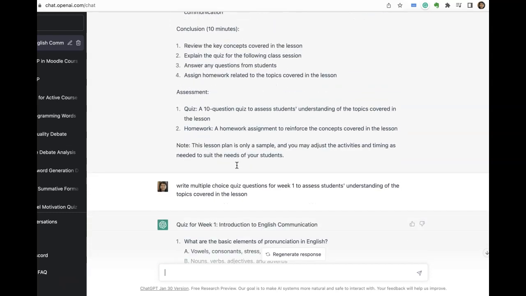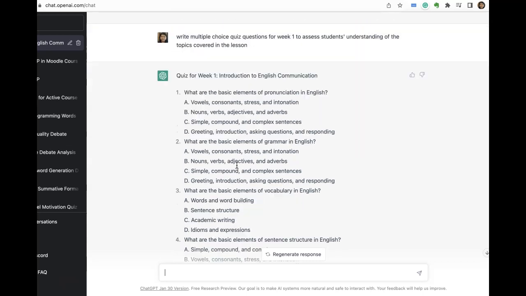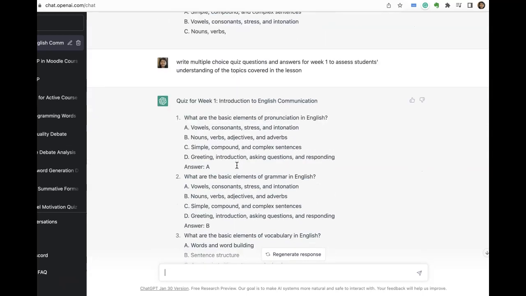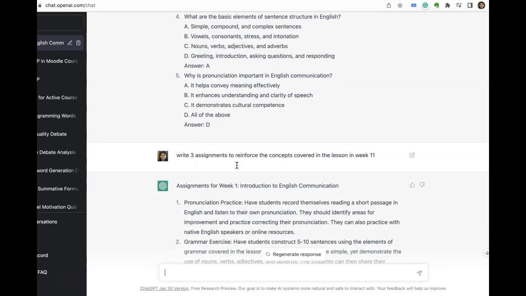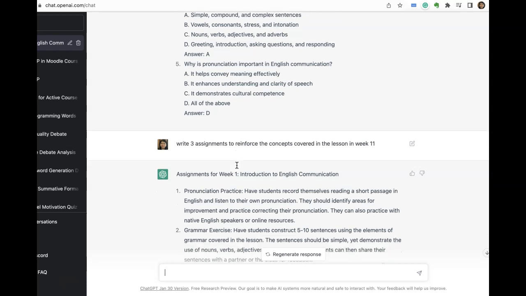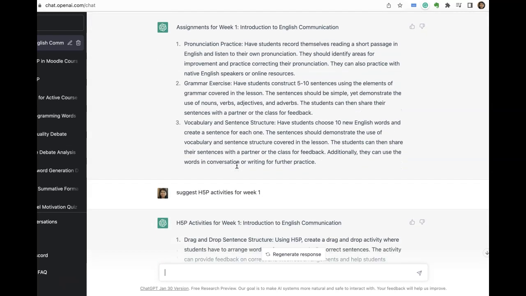And then when it gave me options for assessment, I also asked for quiz questions. And then I asked for multiple choice questions with the answers. And then I asked for assignment questions too, and it gave me a beautiful response.